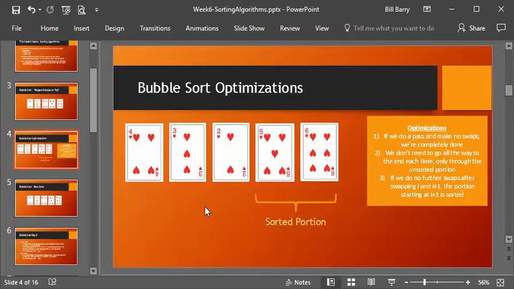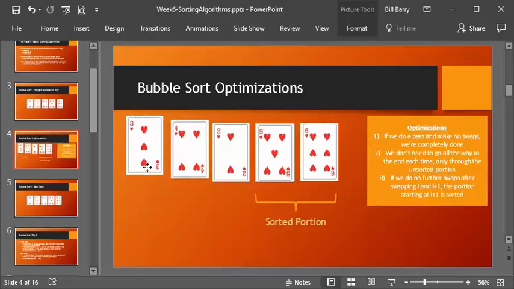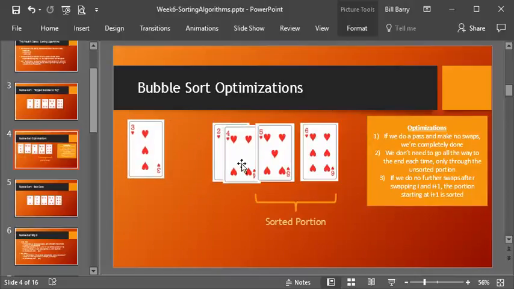So that's another optimization, is that we can move back one each time and not go to the end of the list. But interestingly here, let's look at what happens if we now continue this sort, right? We're looking at the 4 and the 3, and we swap those, and that's great. And we look at the 4 and the 2, and we swap those.